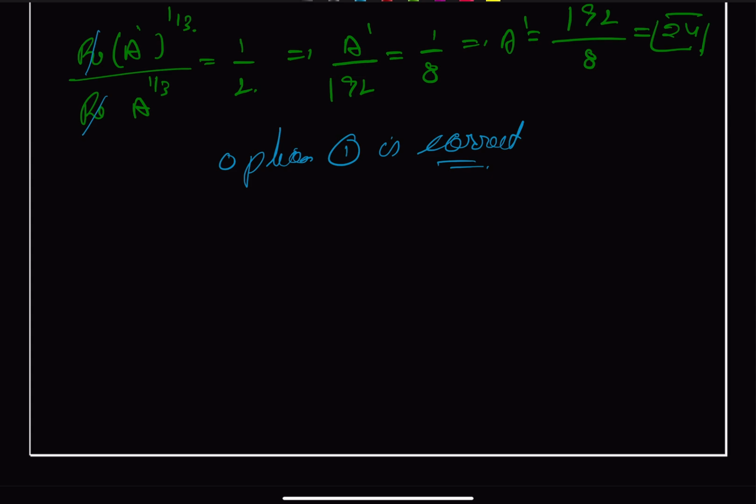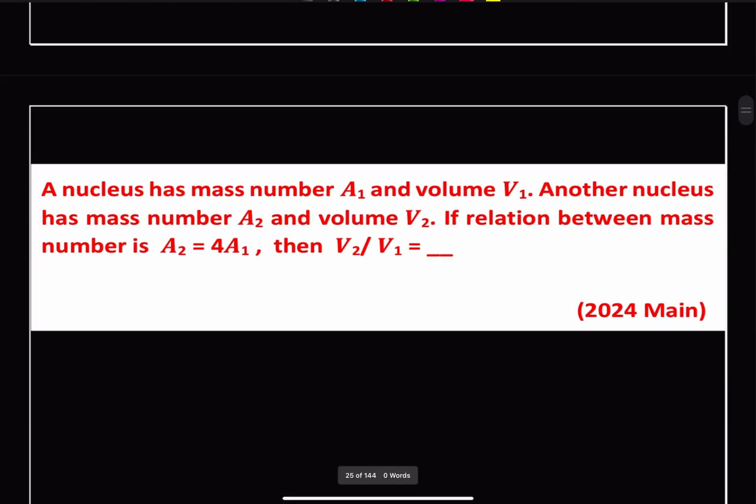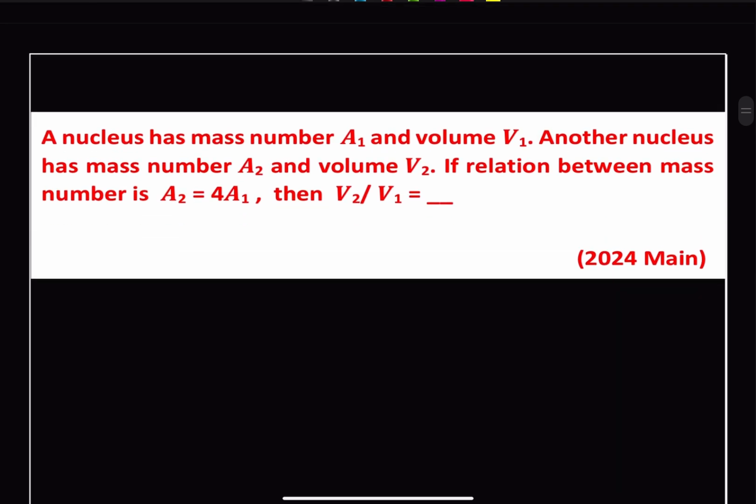Next question. It states that a nucleus has a mass number A1 and volume V1. Another nucleus has a mass number A2 and volume V2. The relation between mass numbers A1 and A2 is A2 = 4 times A1, then V2 by V1 is.